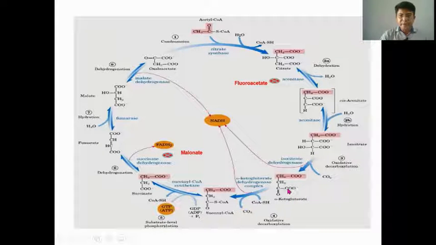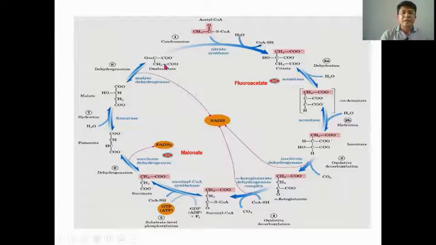Alpha ketoglutarate is acted upon by the alpha ketoglutarate dehydrogenase complex, and oxidative decarboxylation occurs to succinyl-CoA. Succinyl-CoA is then converted into succinate by the succinyl-CoA synthetase enzyme, and here the substrate level phosphorylation of ADP to ATP or GDP to GTP occurs at this step. Succinate is then converted to fumarate by the succinate dehydrogenase enzyme, and fumarate is then converted into malate by a hydration reaction by the fumarase enzyme. Malate is then converted to oxaloacetate by a dehydrogenation reaction by the malate dehydrogenase enzyme.